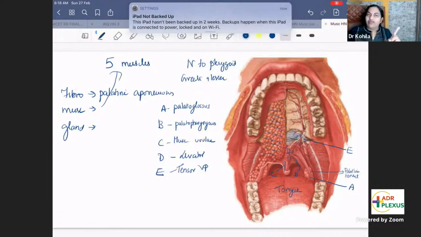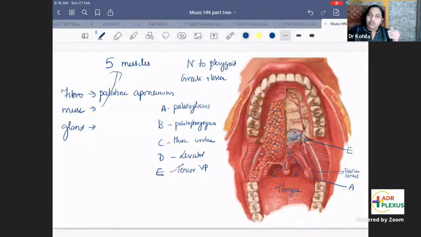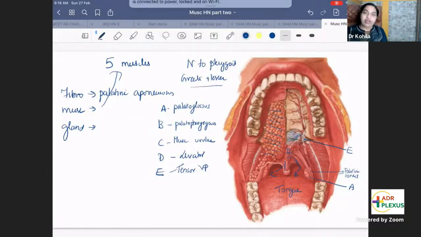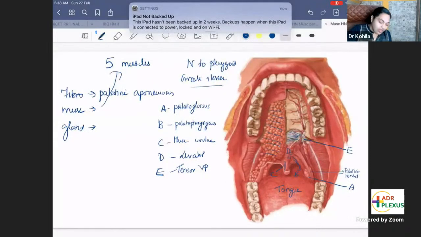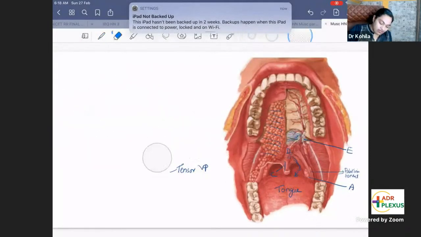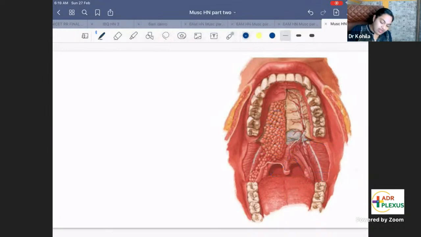The preganglionic fibers are the nerve to pterygoid canal via the facial nerve, okay? Superior salivatory nucleus. And the postganglionic fibers are via the greater and lesser palatine nerves, okay? Coming from the pterygopalatine ganglion. So the 5 muscles of the soft palate. Another important thing which I will need to show you in this picture definitely.